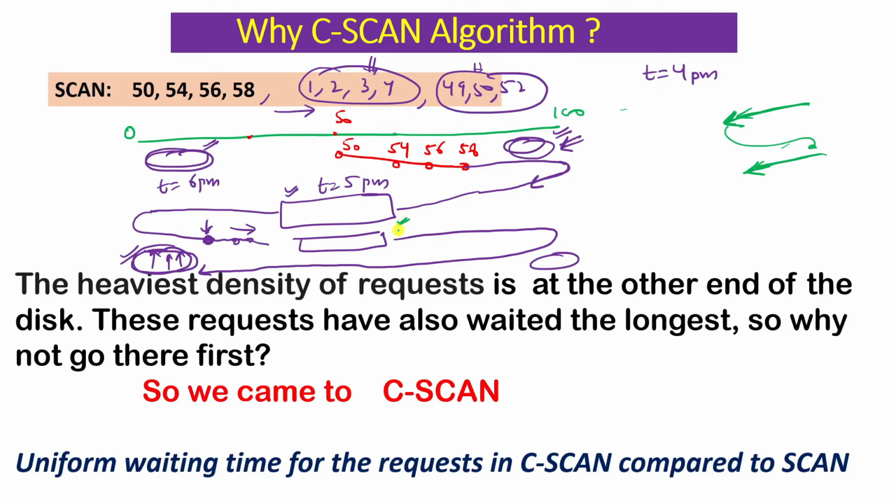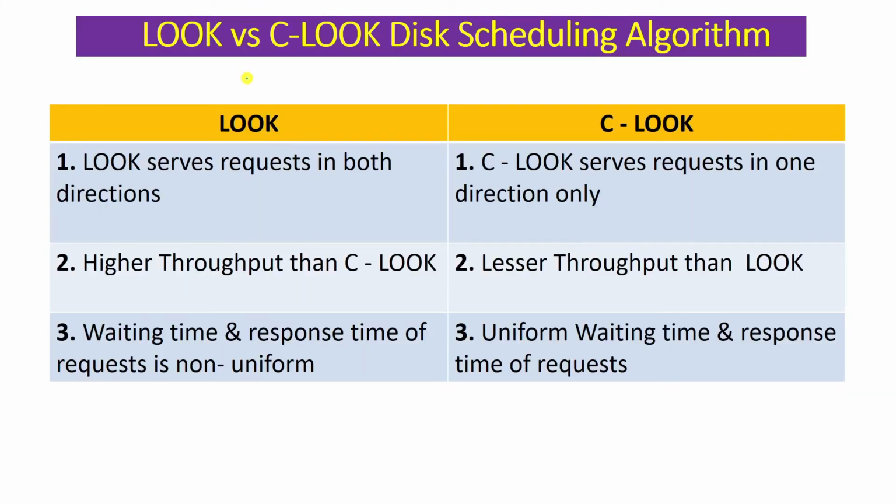So the same thing we are doing in the CLOOK algorithm. Finally, if we talk about the difference between the LOOK and the CLOOK algorithm, basically the LOOK algorithm serves the request in both directions. That means in LOOK we were going in this direction, then coming in this direction, and in both directions we were fulfilling the requests. But in CLOOK, if we are going in this direction, we are completing the requests, but when we reverse the direction of the head, we are not fulfilling the requests. Then again we start from here and complete the requests. So we are completing the requests in only one direction. That is the meaning of this first point.